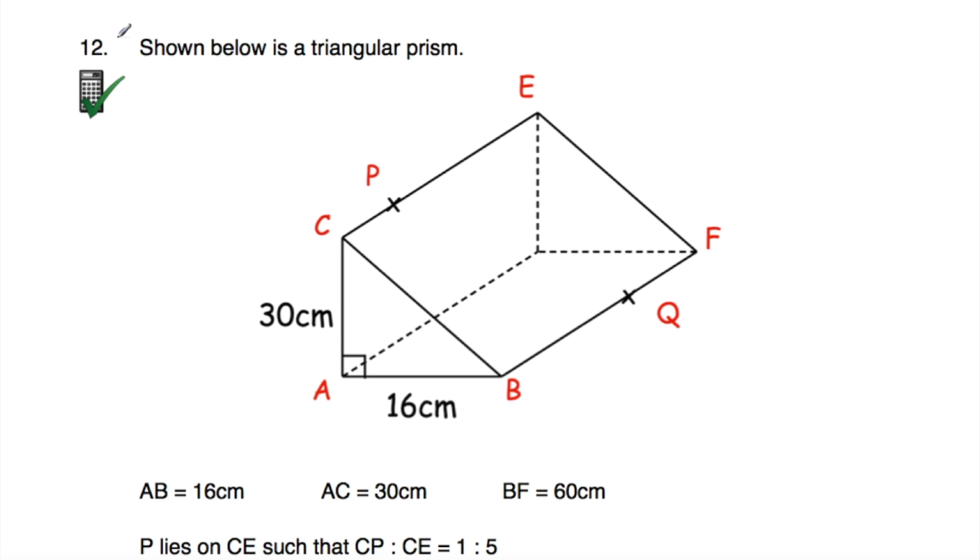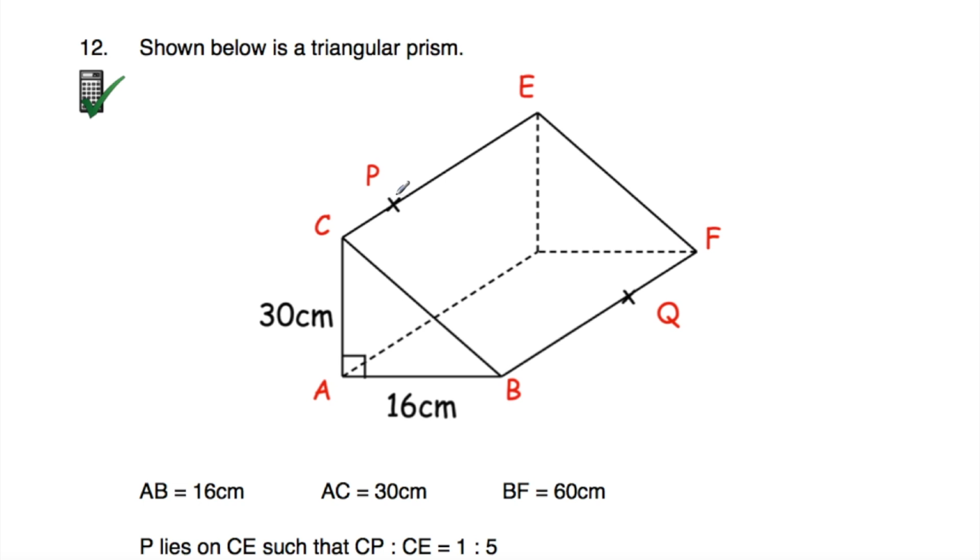Okay, let's have a look at our last question, question number 12. So question number 12, we've been given a triangular prism. So we've got this triangular prism. So we've got the cross section is a right angle triangle. And we've got the length AB is equal to 16 centimeters. The length AC is equal to 30 centimeters.